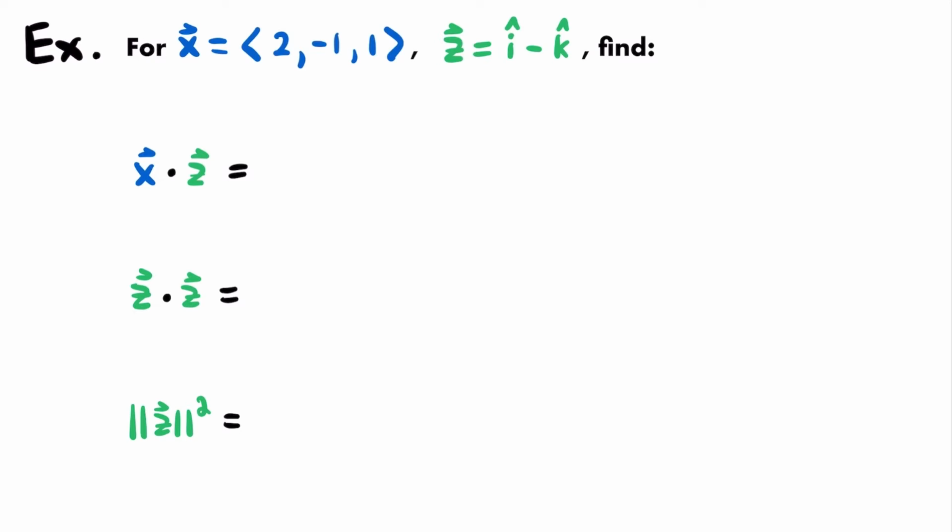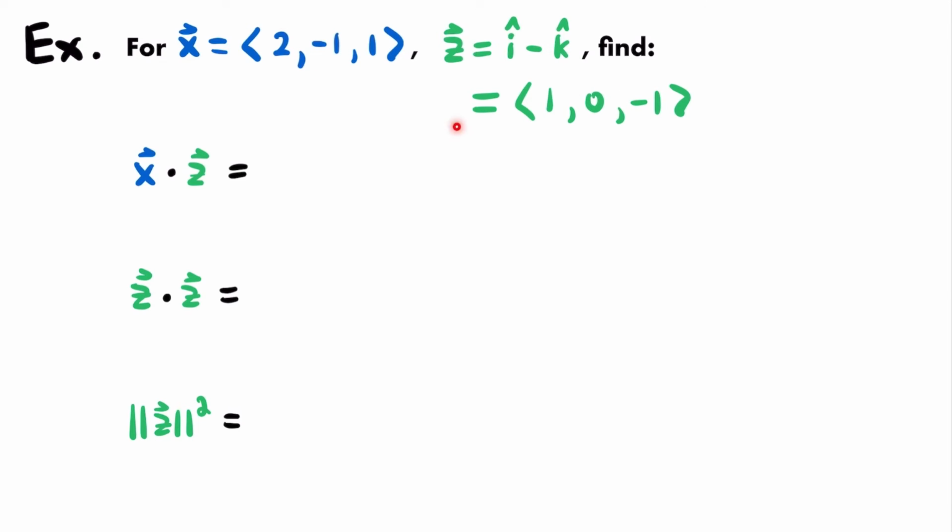All right, so next up we have these two vectors, vector x and vector z. Vector x is the position vector of the point 2, -1, 1, and vector z is equal to i minus k. All right, now of course, if we write vector z in the standard vector notation, it would look like this. We would have 1, 0, -1, because the coefficient of i is 1. We don't have a j term, so the coefficient of j must be 0, so that's why our y component is 0. And then for the z component, the coefficient of k is -1.